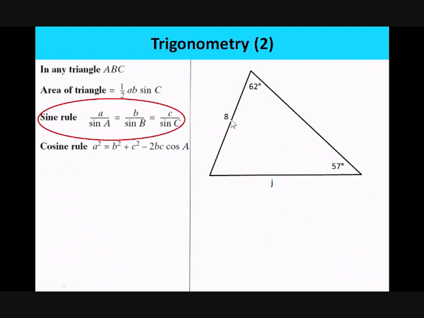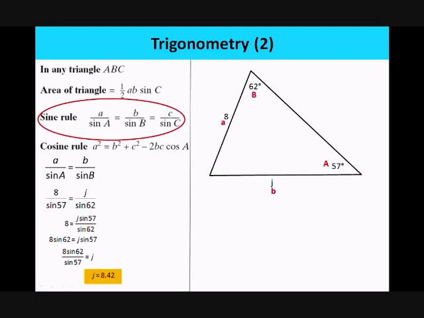Okay, here's another question. Again, we've got a side here of 8 and an angle of 57, and we've got an angle of 62 and a missing side called J. Now because we know that the 8 is opposite the 57, we can use the sine rule. So the sine rule basically just says 8 divided by sine 57 equals J divided by sine 62. Now this is different from the last problem because what we're missing is a side and not an angle.